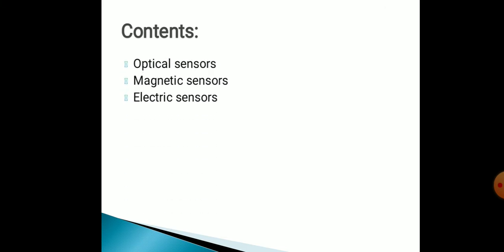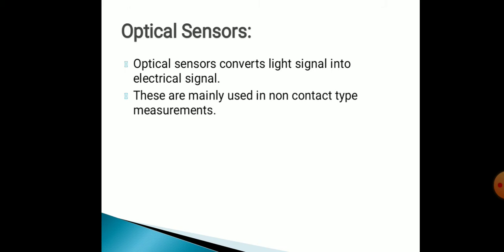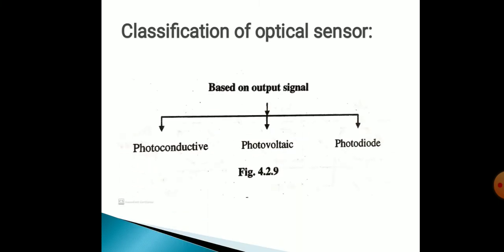The contents of today's lecture are optical sensors, magnetic sensors, electric sensors and their subtypes. Optical sensors. Optical sensors convert light signals into electrical signals. These are mainly used in non-contact type measurements. Classification of optical sensors based on output signal: photoconductive, photovoltaic, photodiode.